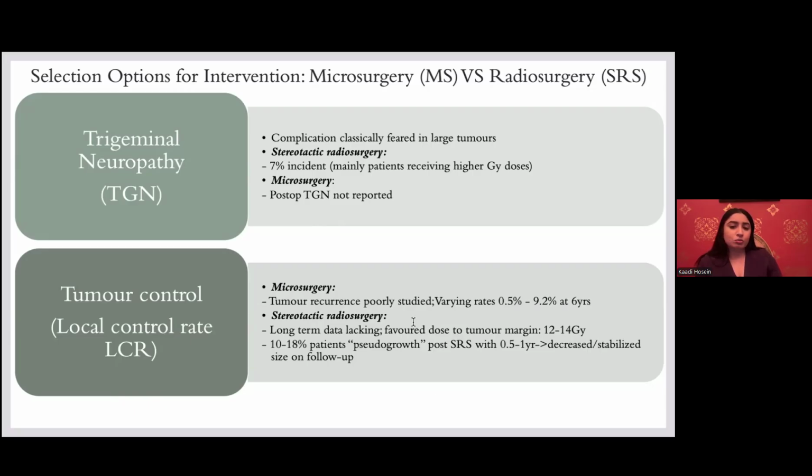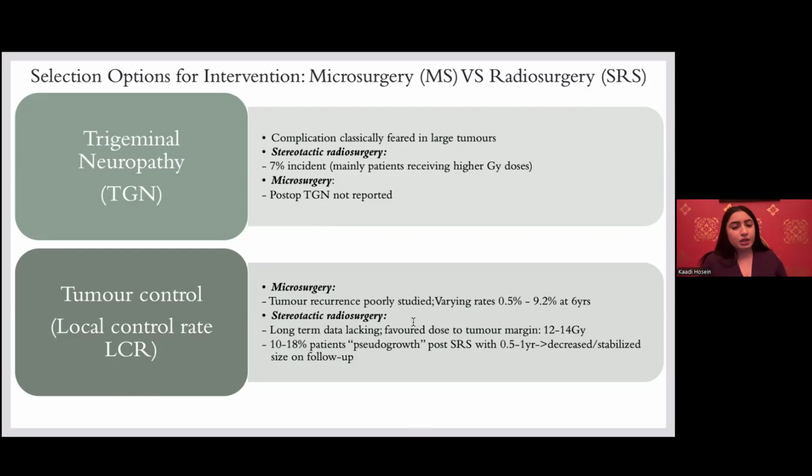And then we have tumor control or local control rate. For microsurgery, tumor recurrence has been poorly studied, with quoted rates varying between 0.5% at 6 years and 9.2%. For SRS, long-term data is lacking, with currently favored doses of 12 grays to the tumor margin.